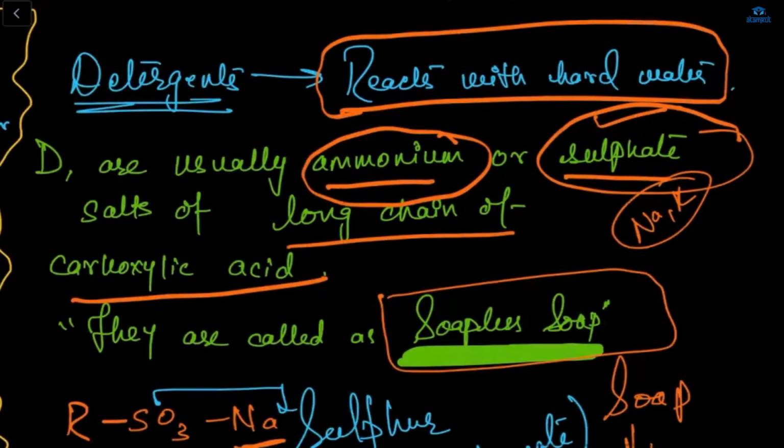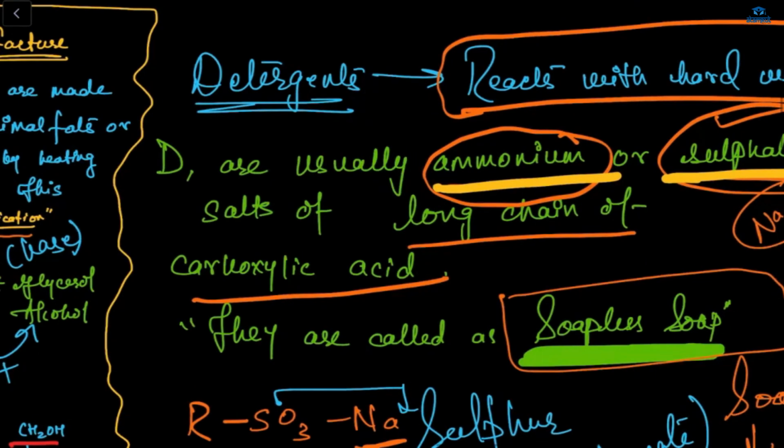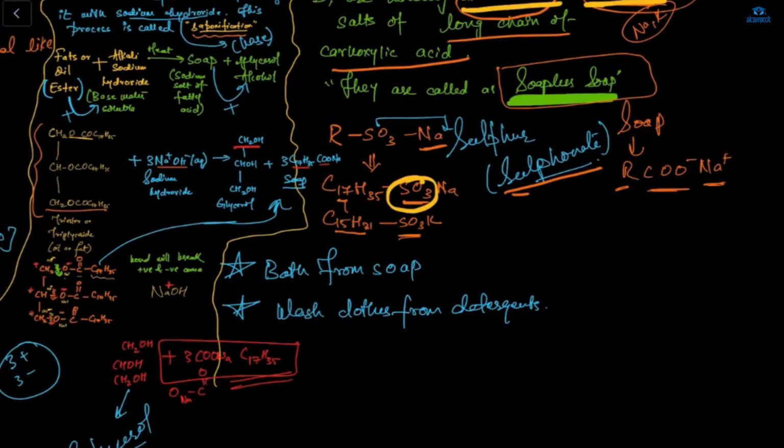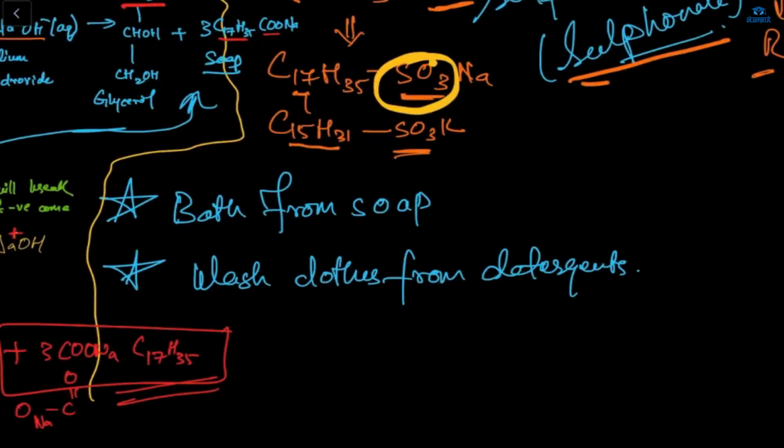Okay, here it is written that it is usually ammonia or sulfate. So here I am taking the formula of a sulfate. You can also take a formula of ammonia. And we always bathe with soap, not with detergents. And from the detergents, we usually wash our clothes.